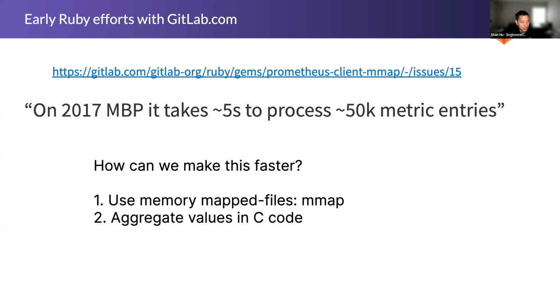So there were a couple ideas. Well, how do we make this faster? The first idea, which is really important in terms of aggregating data from multiple processes, is to use memory map files. And that's where the mmap name comes from. Mmap is a system call in Linux that allows you to open a file and then map it into user space and treat a file as though it's almost like just memory. I'll talk more about that in the next slides. And the second idea is to do more of the heavy lifting in C code. And that's sort of where this gem was born.